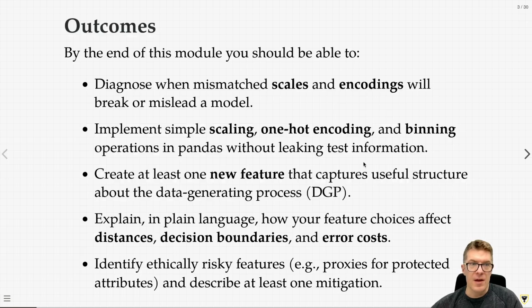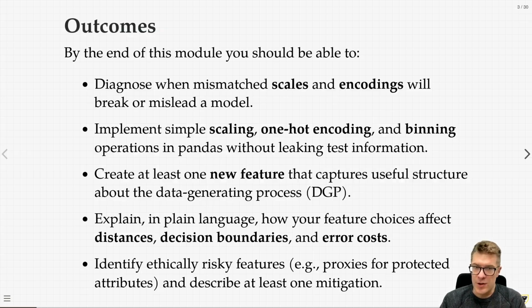Theory. So by the end of this module, you should be able to diagnose when scales, like the widths or the variety of data you have in your variables, and the encodings, or the representations of that data, could either break a model or mislead a model, or make modeling or understanding the data incorrect in some way. You'll be able to implement simple scaling and one-hot encoding. I'll define that later. And binning, I'll define that later also, in pandas. And you'll do that in a way that helps ensure that this information is not leaked between the training test splits that I mentioned earlier.